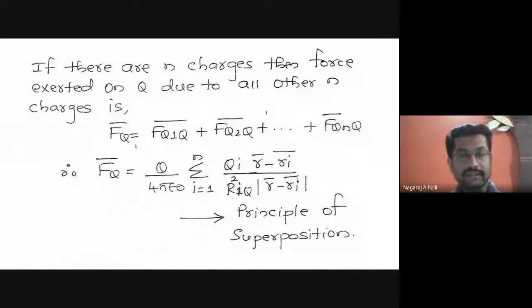Then what is Fq1Q? Fq1Q is Q1 into Q divided by 4 pi epsilon naught R square into the unit vector. Similarly, Fq2Q is Q2 into Q divided by 4 pi epsilon naught R square into the unit vector A2Q bar. So if I write those formulas individually, this formula, F12 equals Q1 Q2 divided by 4 pi epsilon R12 square, or F21 equals Q2 Q1 divided by 4 pi epsilon R square into the unit vector.